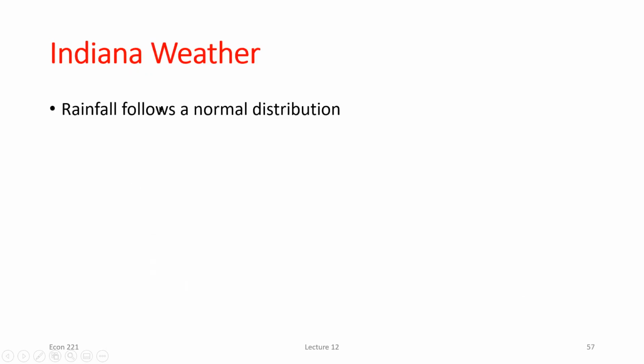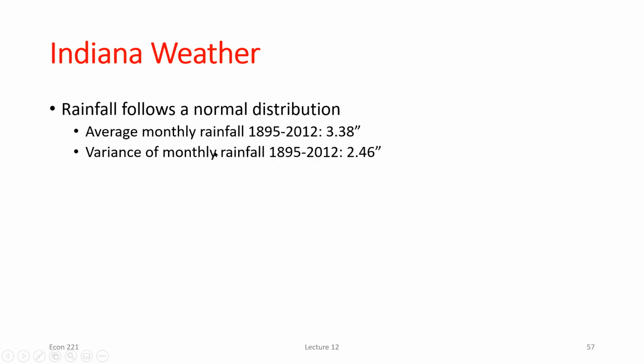So let's look at some actual data that has an application. You can look at rainfall, and it follows pretty close to a normal distribution. So if I had this data for the last over 100 years in Excel, it'd be very easy to find the average or the mean and very easy to find the variance, right? We've got the formulas for that. So we could do that pretty easily, and see that this is a normally distributed variable that has a mean of 3.38 and a variance of 2.46.